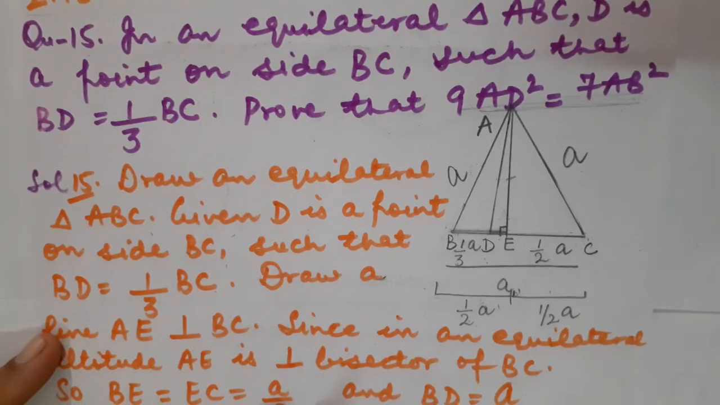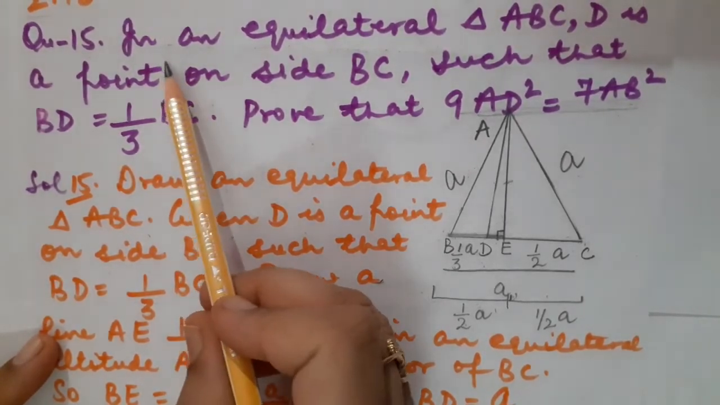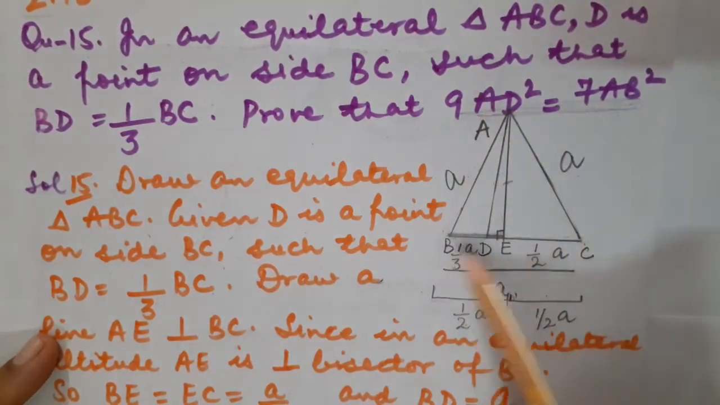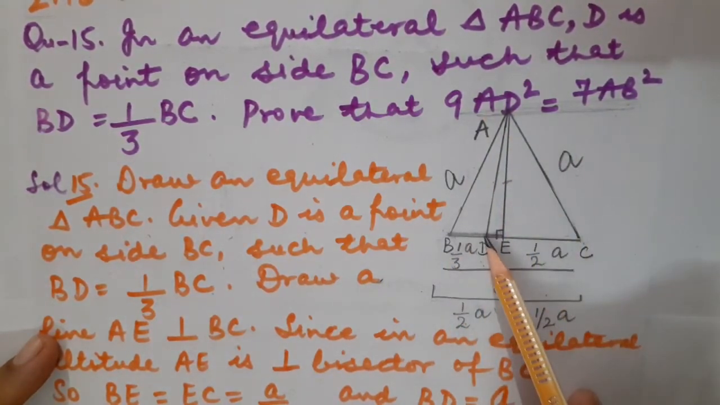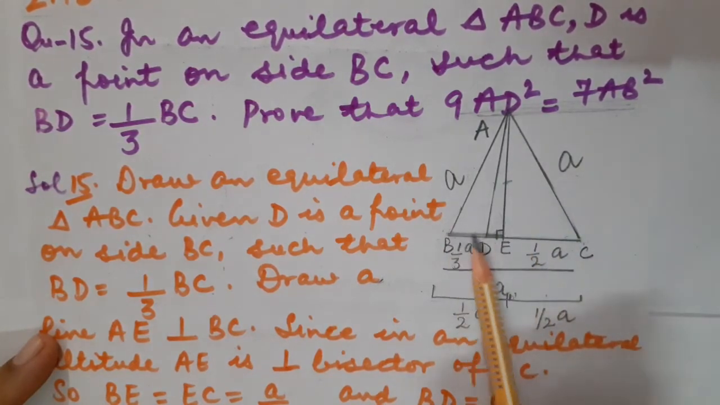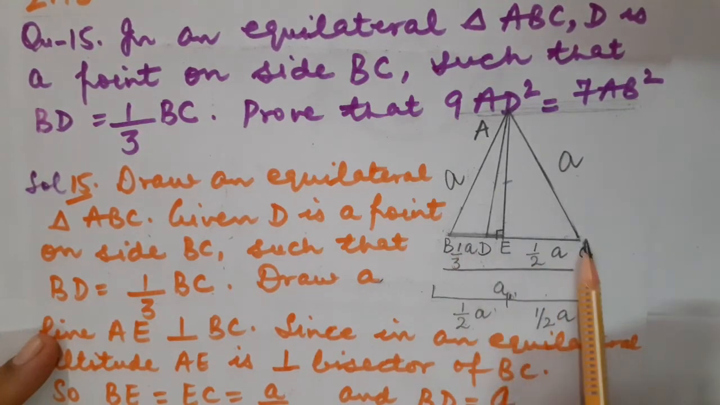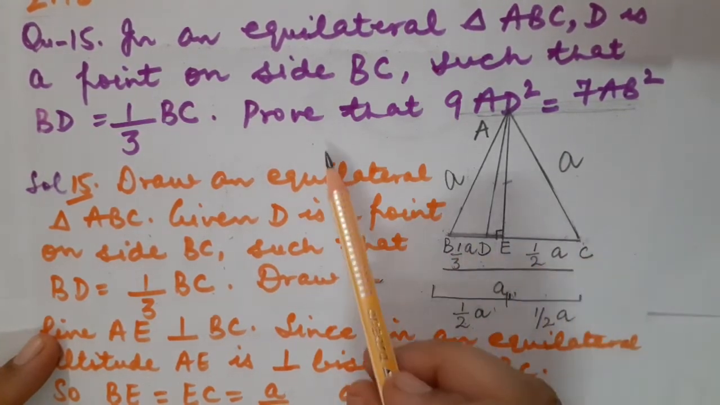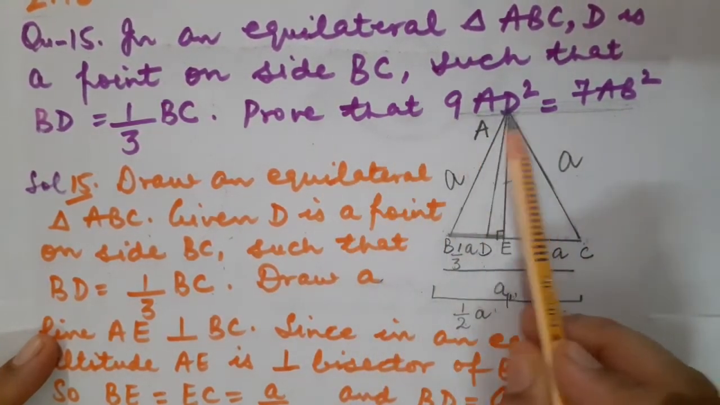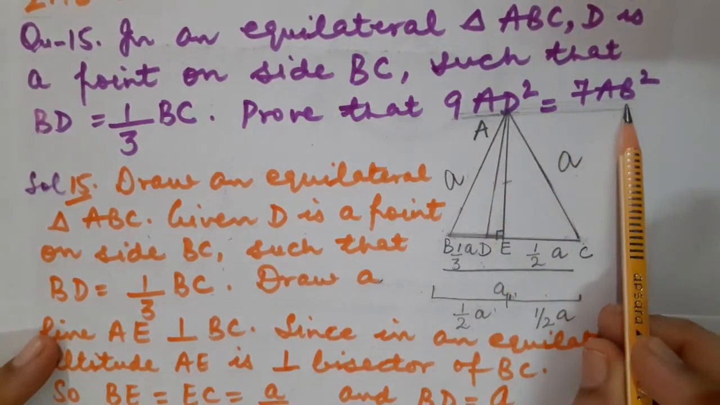Now children, I am going to explain to you the usage of Pythagoras theorem through this question, that is question number 15. It is a most important question, so please be alert. In an equilateral triangle ABC, D is a point on BC such that BD is 1/3 of BC. We have to prove that 9AD square is equal to 7AB square.